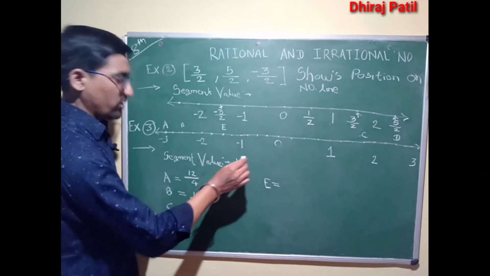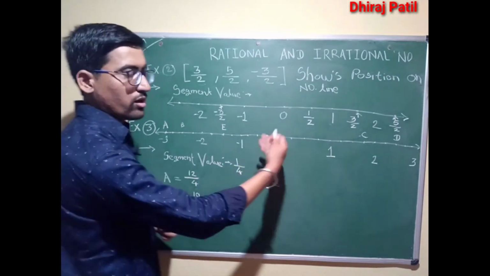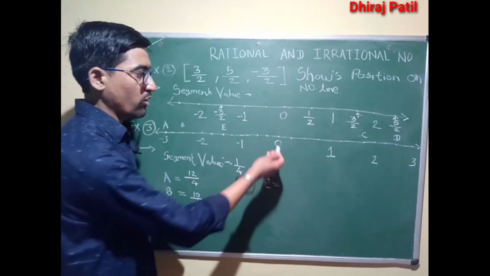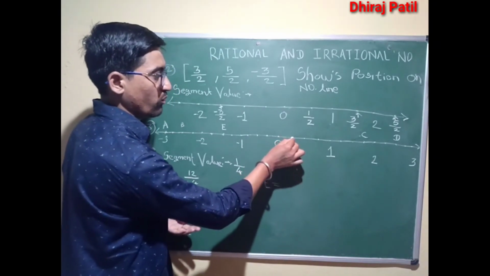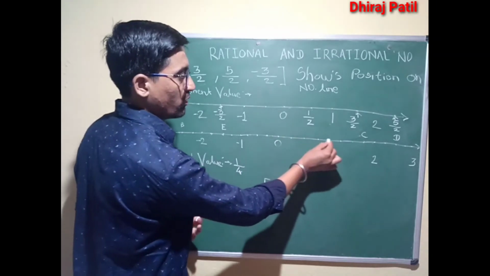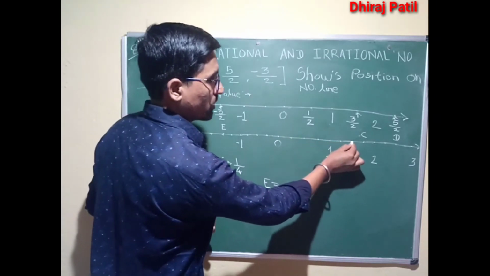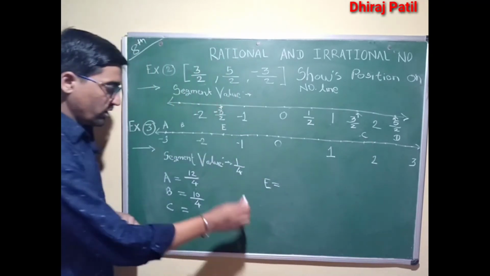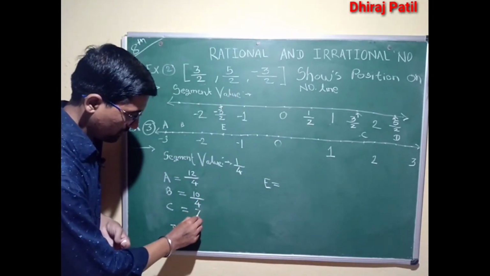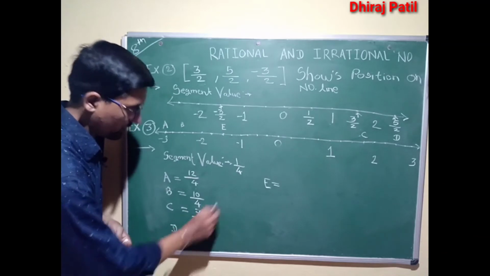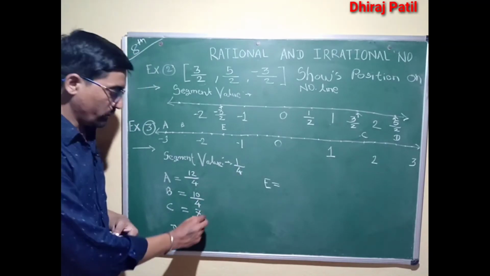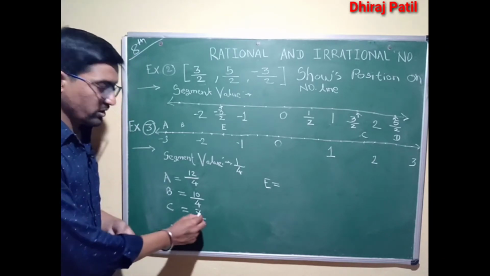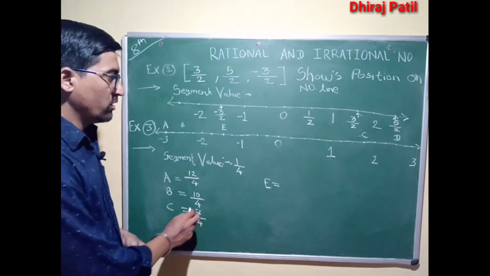Same like that, what is our C? C is on our right side, the positive side. So you have to calculate only the position number from 0. From 0: 1, 2, 3, 4, 5, 6, 7. This is our 7th one. So friends, I have to take 7. And our segment value is 1 by 4, so I have to take 4. So our C value is 7 by 4.